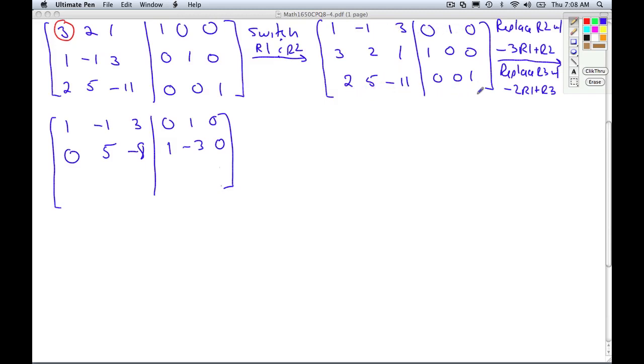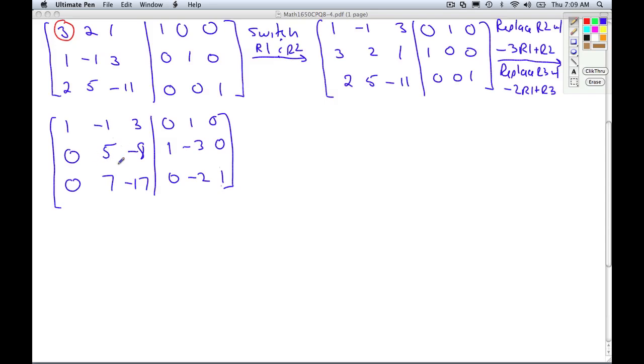Now for the new row 3, I multiply each of these by negative 2 and add them to the corresponding entry down here. So negative 2 plus 2 is 0. Negative 2 times negative 1 is positive 2. Add that to 5, you get 7. Negative 2 times 3 is negative 6. Add that to negative 11, you get negative 17. Negative 2 times 0 plus 0. Negative 2 times 1 plus 0. And negative 2 times 0 plus 1. So now I've got the 1 with zeros underneath it.